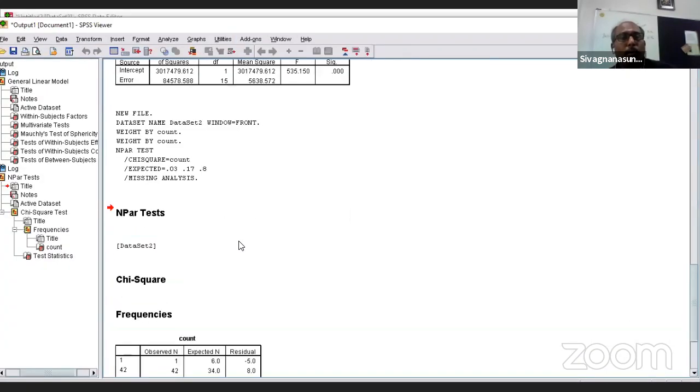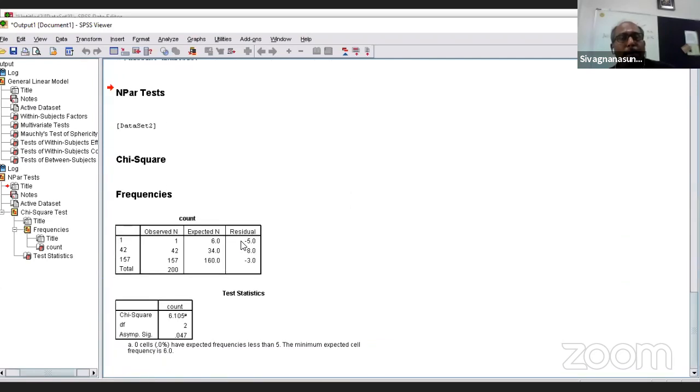Let's see the output. You see that observed frequency, our sample size is 200. How many do we expect to be unacceptable? It is 3%. 3% of 200 is 6. That is what the expected frequency is coming as, 6.